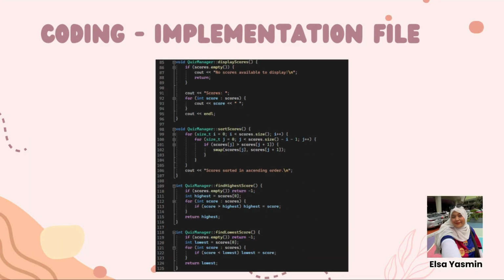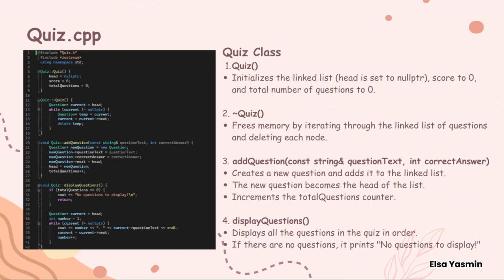Next is the implementation file, which is named quiz.cpp. In this file, we have two classes, which are the quiz class and the quiz manager class. In the quiz class, we have quiz as our constructor. It initializes the linked list, head is set to null pointer, score to 0, and total number of questions to 0. Secondly, we have the quiz destructor. It frees memory by iterating through the linked list of questions and deleting each node.